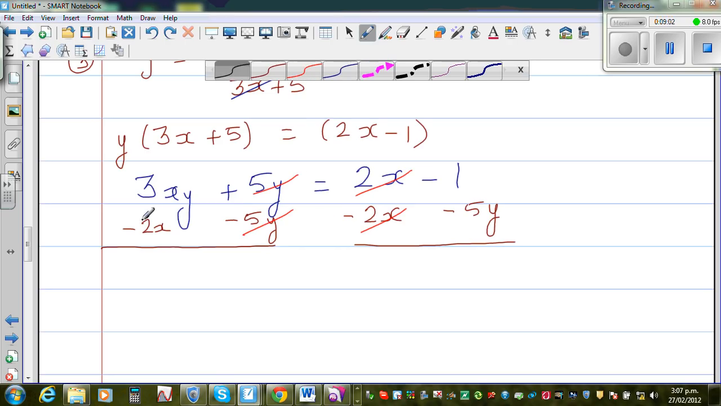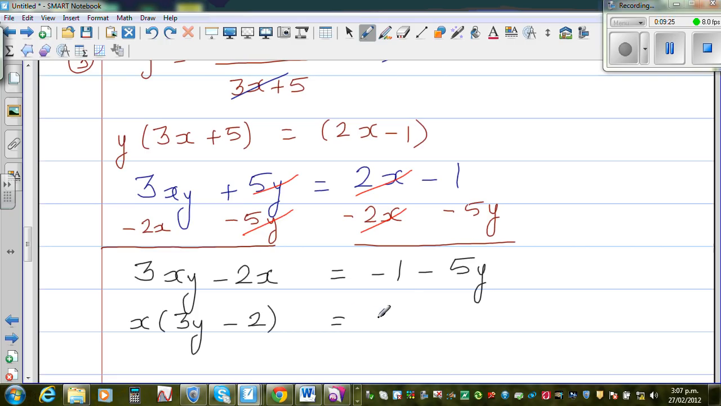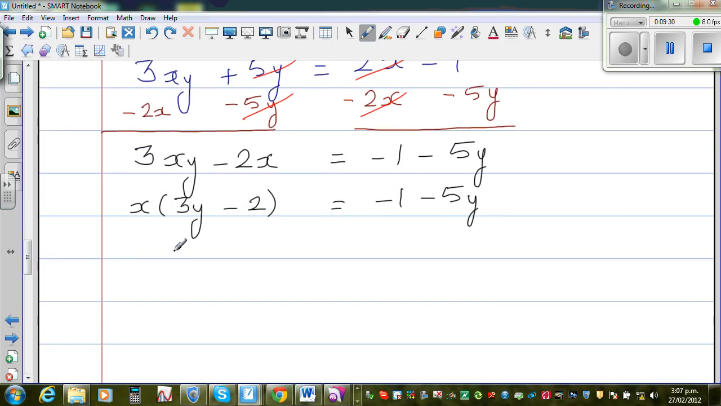So what remains is 3xy minus 2x is equal to negative 1, take away 5y. Okay, so here what can you factor out? You can factor out an x. So you have x times 3y minus 2, and this is minus 1 minus 5y. So you can divide both sides by 3y minus 2. So x is nothing but minus 1 minus 5y over 3y minus 2.